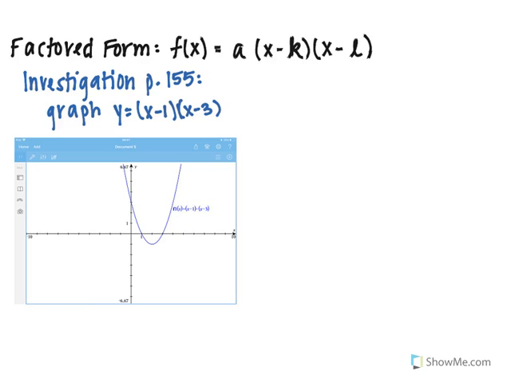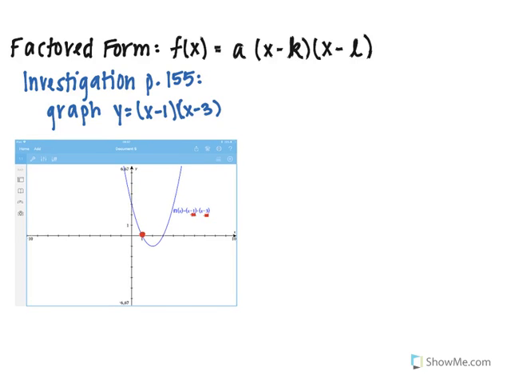Okay? So when we look at the graph of x minus 1 and x minus 3, what we want to focus on is where we see these negative 1 and negative 3 on our graph. And I can see them right here and right here on our graph. And that's where our parabola crosses the x-axis. So these are our x-intercepts. But notice that this goes to a positive 1, and this one goes to a positive 3.